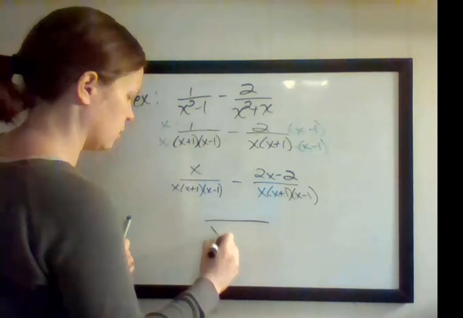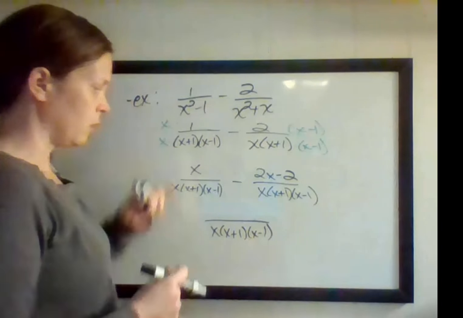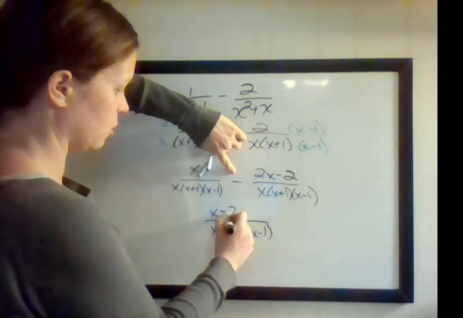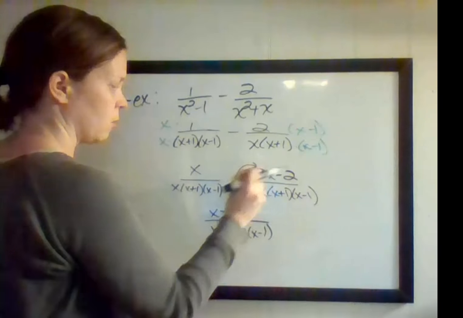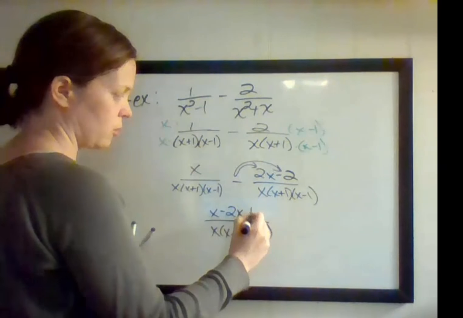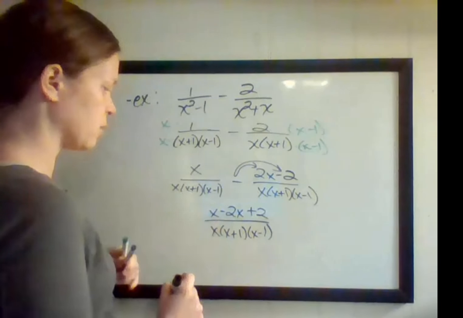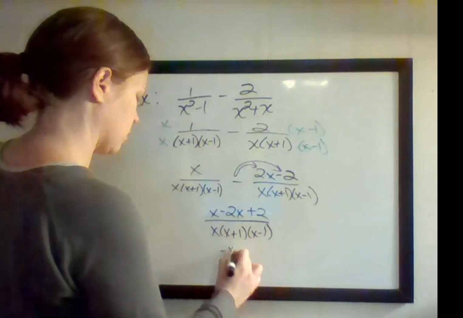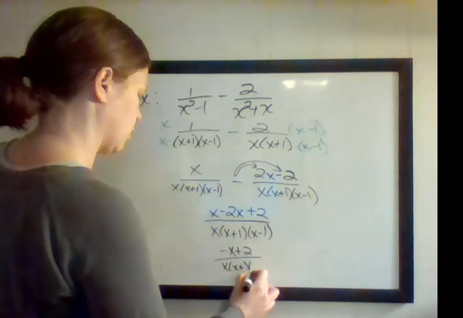Now, when I combine these, x plus 1, x minus 1. Now on the top, I'm going to have x. Now we've got to be careful here. Minus 2x, so this is going to be the minus 2x. Then it's going to become a plus 2. That minus sign applies to both of those, so we have to distribute that. So change to plus 2. Now I can do a little combining. x minus 2x is a negative x plus 2. The denominator I'm going to keep the same.